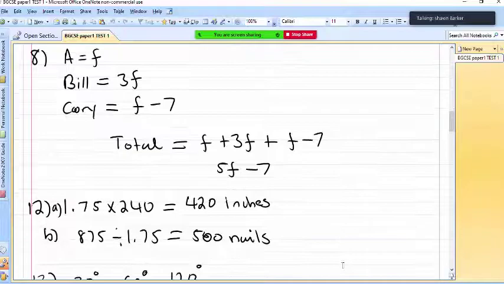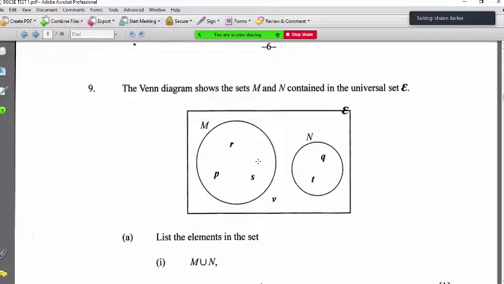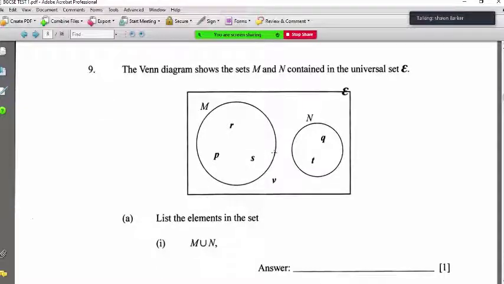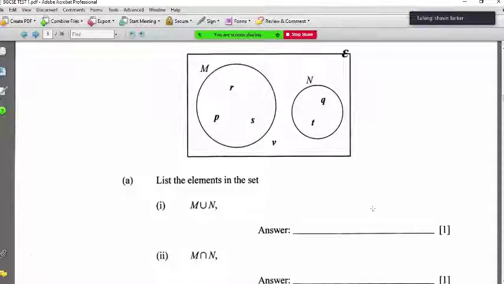I don't think I did that one because it was so simple. I didn't calculate that one. So P, R, S, T, Q. That's M union N. Okay, so that's what you would put there.